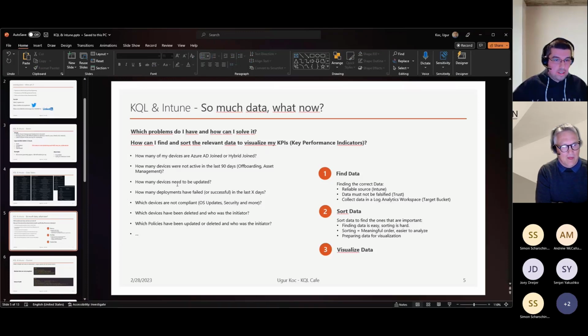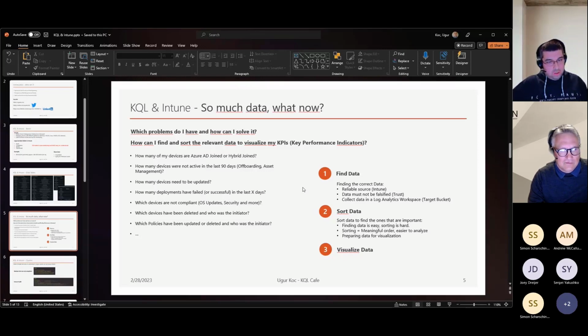But also, how can I sort the relevant data to visualize my key performance indicators, right? So if you're managing devices, you will be asked by the management or by a project team, hey, look, we have an offboarding process. Can you tell us which device wasn't online for the last 90 days, for example? Or security wants to know how well patched our infrastructure is. And all of this is visible inside the events or data that is being collected from the devices.